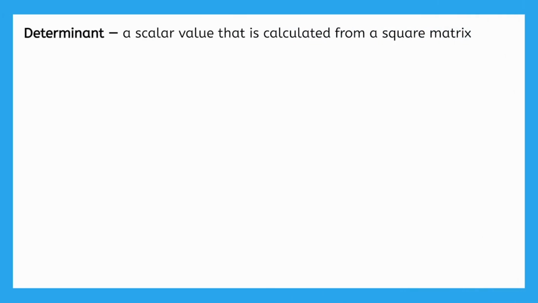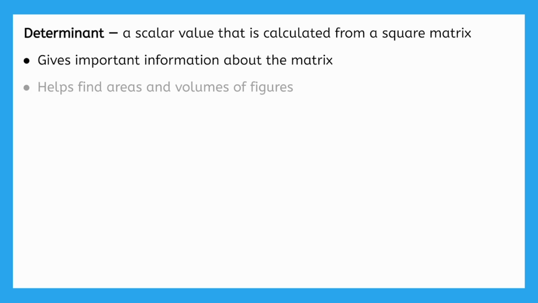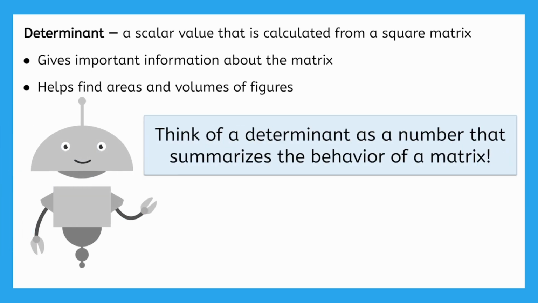The determinant of a matrix is a scalar value or number that is calculated from a square matrix. It tells you important things about the matrix, like whether it has an inverse, how it transforms space, or whether a system of equations has a unique solution. The determinant can help find areas and volumes, as we'll see later on in this lesson. Determinants are also used in multivariable calculus and in linear algebra. We can think of a determinant as a number that summarizes the behavior of a matrix.